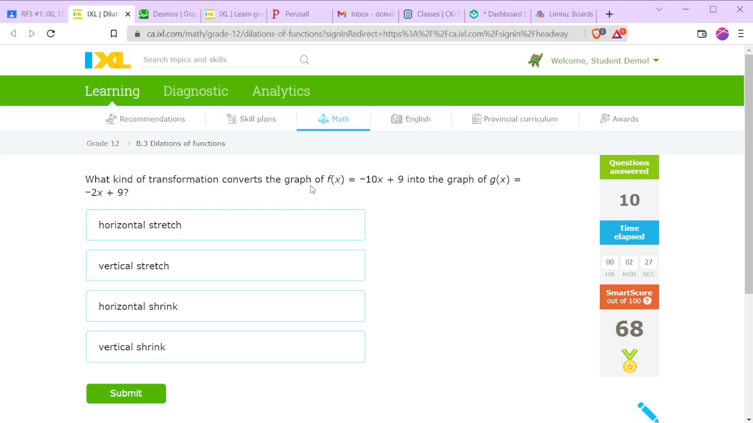Now, what kind of transformation converts the graph of negative 10x plus 9 into negative 2x plus 9? The plus 9 hasn't changed, so we don't have something outside multiplying the whole f of x. All we've done is multiply x with 1 over 5. That's what it takes to turn negative 10 into a negative 2. So this is a horizontal change, and it is a horizontal stretch because that fraction is 1 over 5. So you multiply it by a number whose absolute value is less than 1.